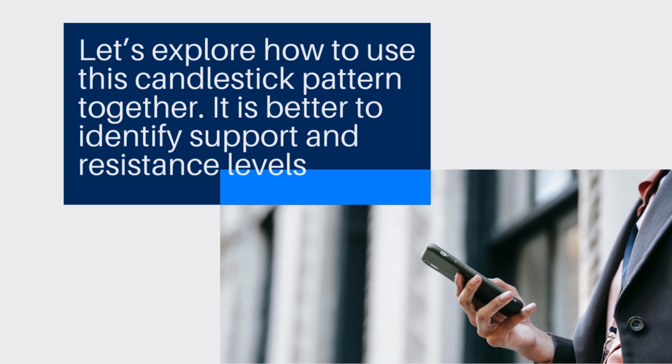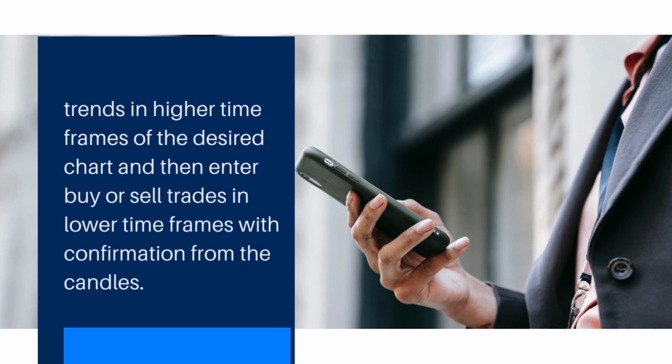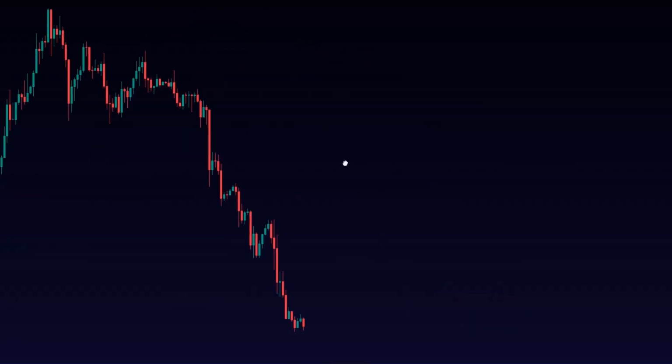It is better to identify support and resistance levels and trends in higher time frames of the desired chart, and then enter buy or sell trades in lower time frames with confirmation from the candles. For example, here we have gold in a 1-hour time frame. In the 1-hour time frame, we have a support level here.